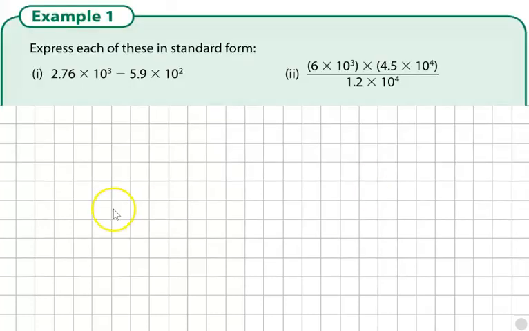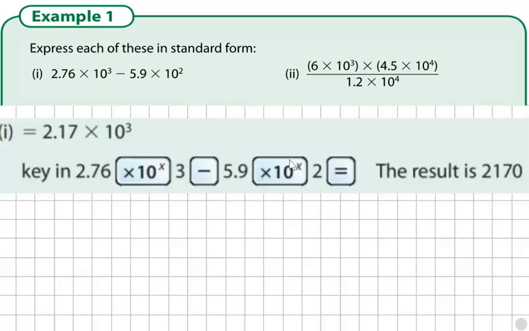So some examples. Express each of these in standard form. So 2.76 times 10 to the power 3 minus 5.9 times 10 to the power 2. And then part 2, 6 times 10 to the power 3 times 4.5 times 10 to the power 4, all divided by 1.2 times 10 to the power 4. So for part 1, we key into the calculator 2.76 x 10x 3 minus 5.9 x 10x 2, and then press equals, and the result is 2170, and written in standard form, that's 2.17 times 10 to the power of 3.